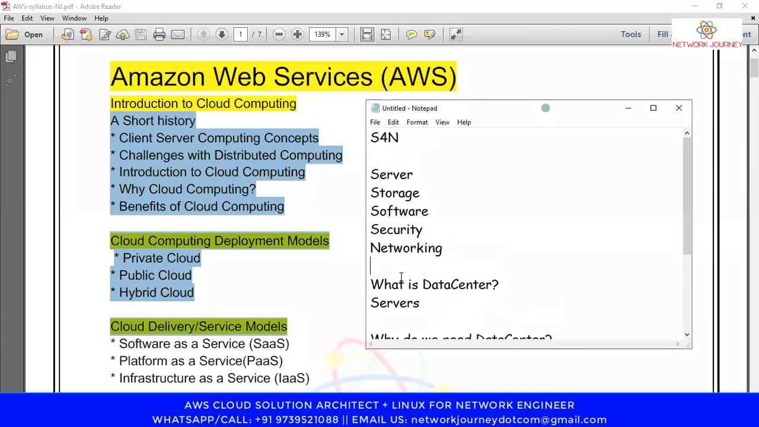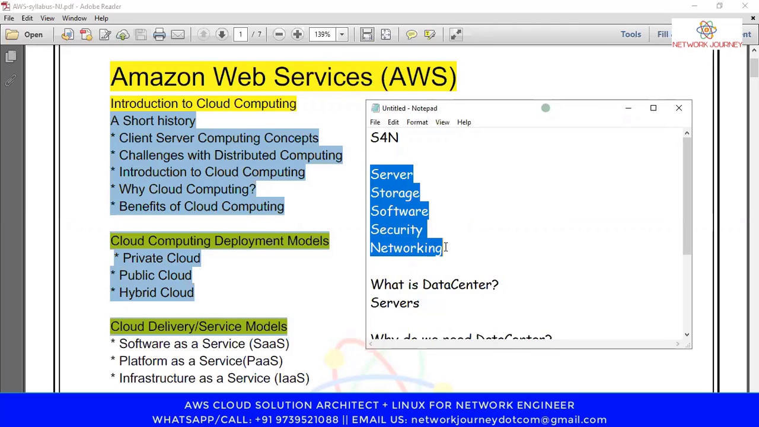First of all, why do we need this? If you ask some people what is data center, they may say server room. Some people may say no, it is a network room, so there will be network devices like switch, router, firewall. Some people will say no, data center means storage room, there will be all the storage devices, SAN storage devices. So I'm saying data center is not only for server, not only for storage, not only for software, it is for all. Data center is to keep servers, storage, software, security, networking, and everything.